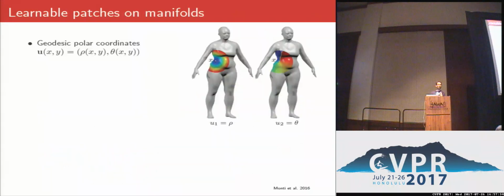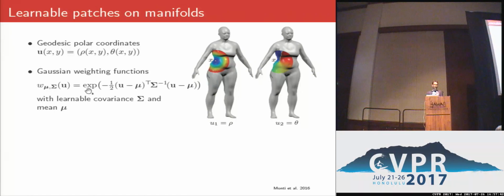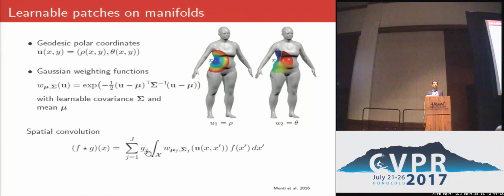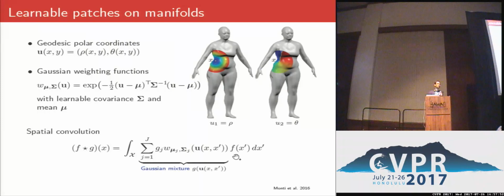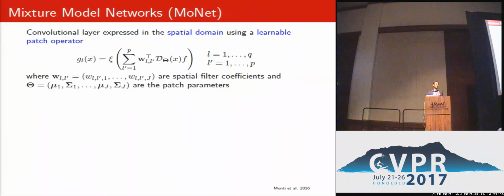So this is how it looks. Basically, again, consider the same geodesic polar system of coordinates, rho and theta. We apply the Gaussian weighting functions in these coordinates, and the spatial convolution will look like this. If I now exchange the position of the integral and the sum, what we get here is a Gaussian mixture. That's why we call this convolutional neural network architecture mixture model network, or MoNet for short.